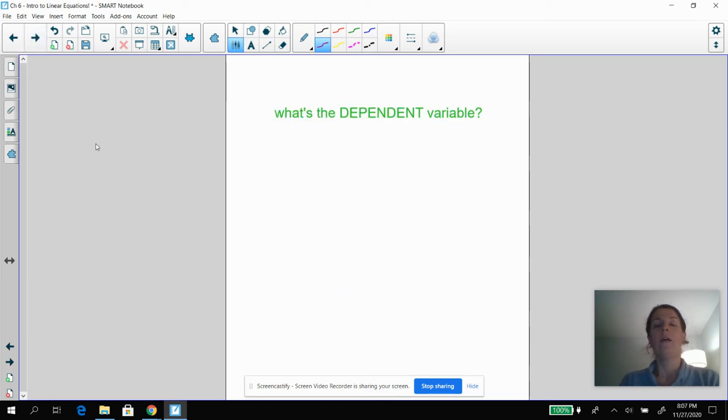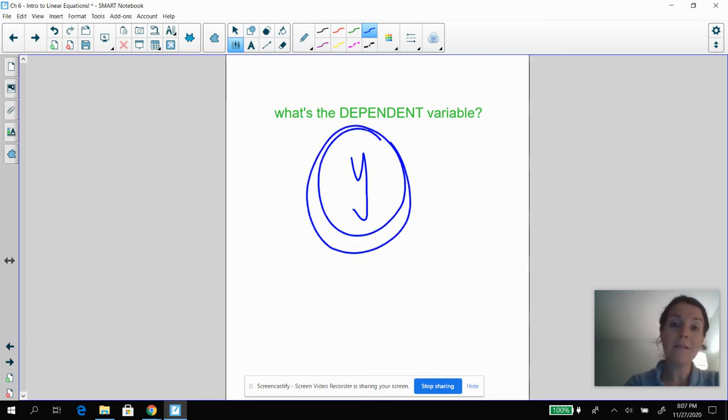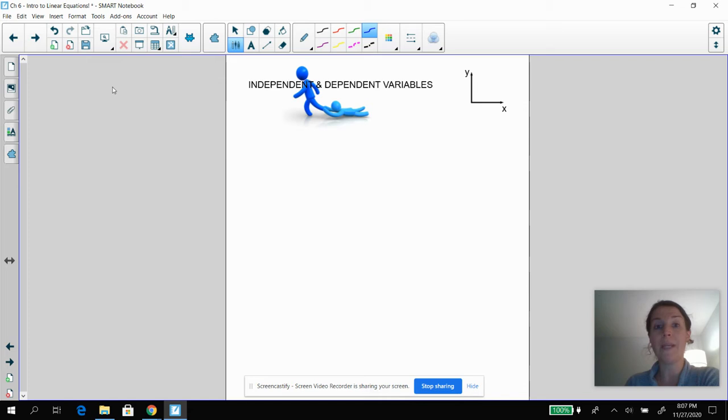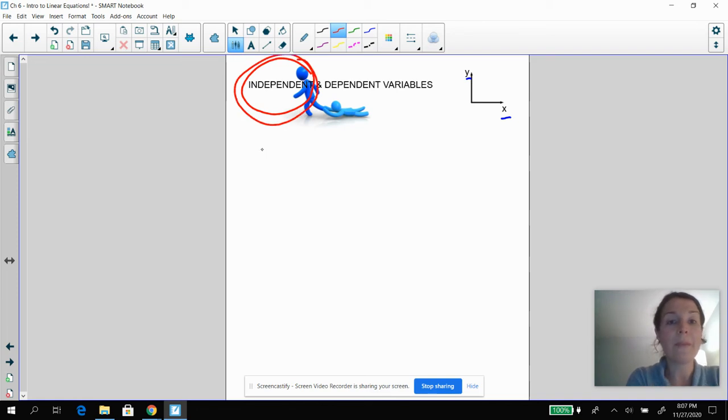So because y depends on x, y is going to be our dependent variable. Y typically in math is going to be your dependent variable, and it will be for our work in chapter 6. So our dependent variable is y, and that makes x our independent variable. So that's a really important relationship between independent and dependent variables. So we're really used to seeing x on the horizontal axis, remember, and y on the vertical axis. And so that kind of relationship we'll watch build and grow.